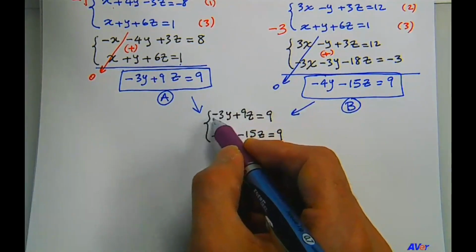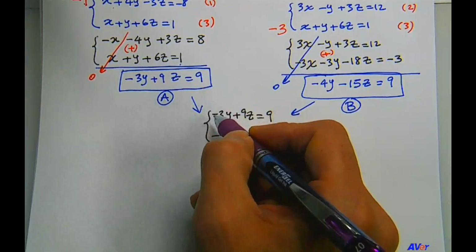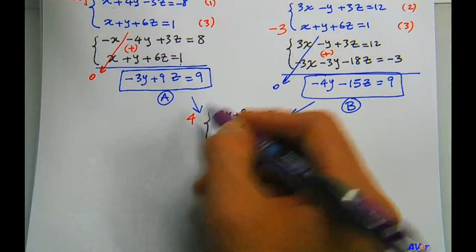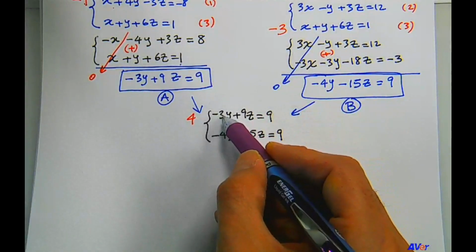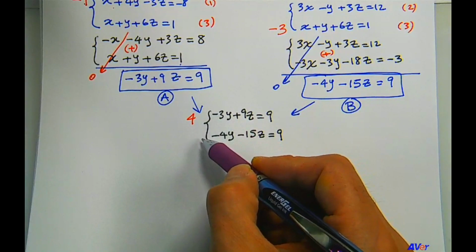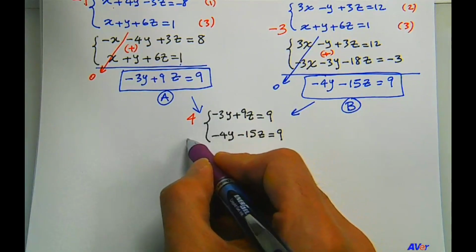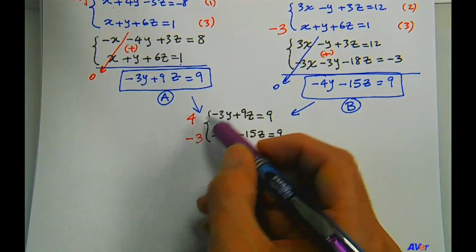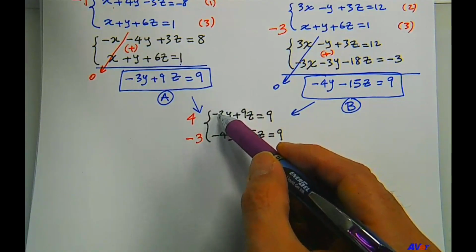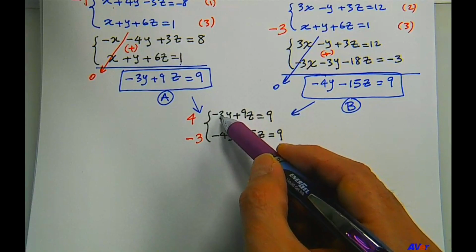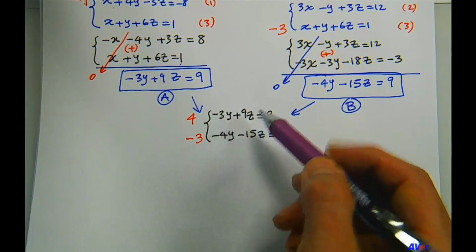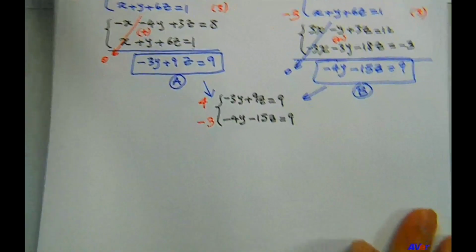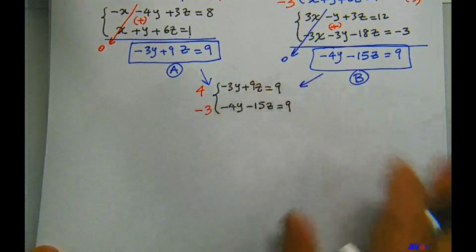I'm going to multiply the top equation by positive 4. So that'll give me negative 12 here, and I want a positive 12 here. So I need to multiply this by minus 3. Okay, so I'm picking numbers so that I can get equal but opposite numbers as coefficients. All right, so let's carry out the rest of this solution.